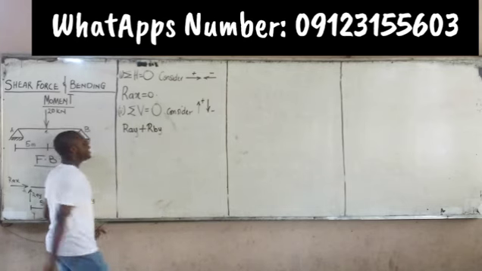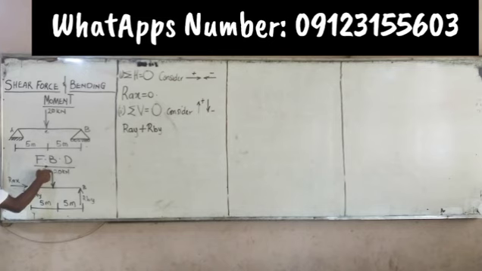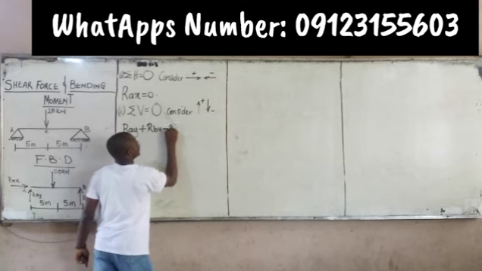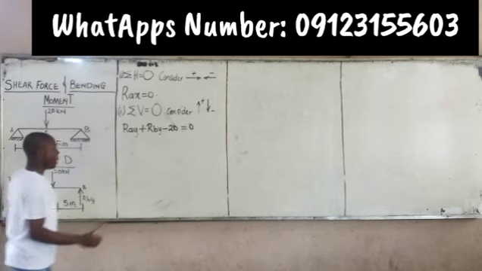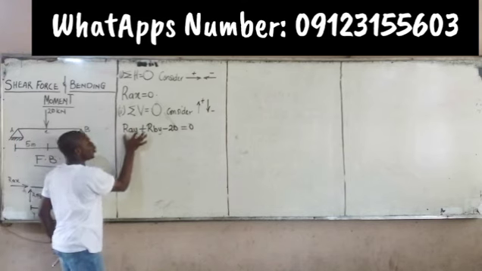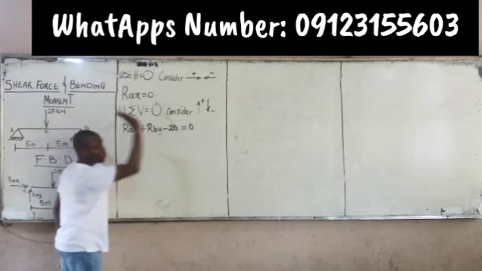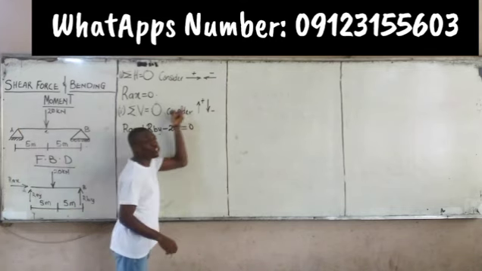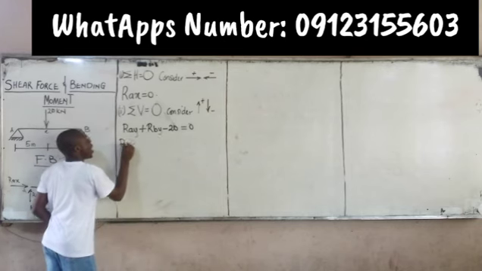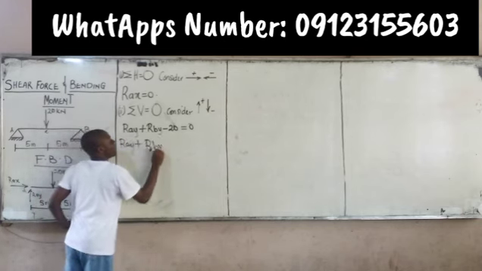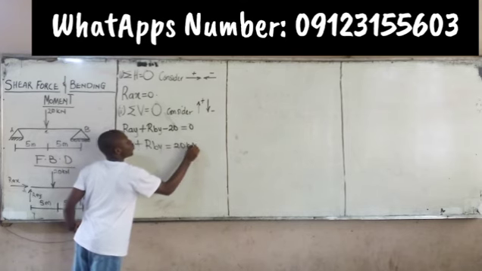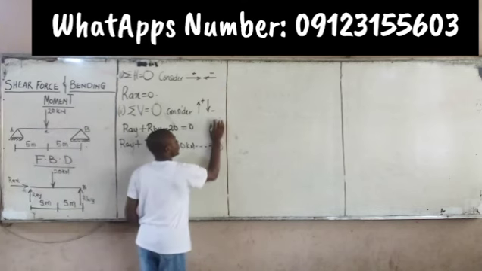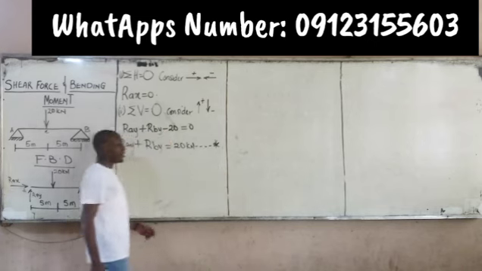Next, I can see a point load, a vertical force here coming down. And we said down is negative. So I have negative 20, and the summation of V is equal to 0. That's all. What is the next step? Take this one here to the other side. I'll have RAY plus RBY equal to 20 kilonewton. Call this our first equation, or call it equation asterisk.